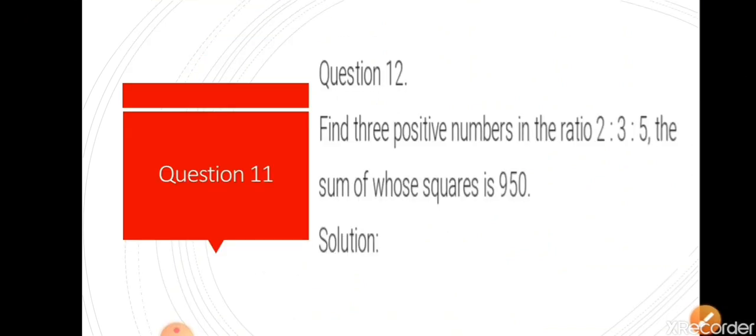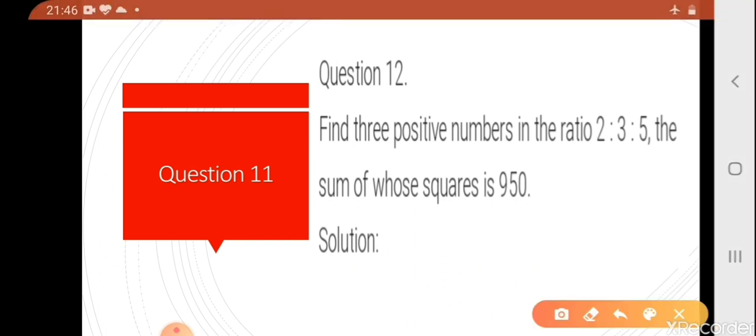Next question, question number 11. Find three positive numbers in the ratio 2:3:5 where the sum of whose squares is 950. Three positive numbers are given and the sum of their squares is given. So first we have to take out the square of all the three numbers.